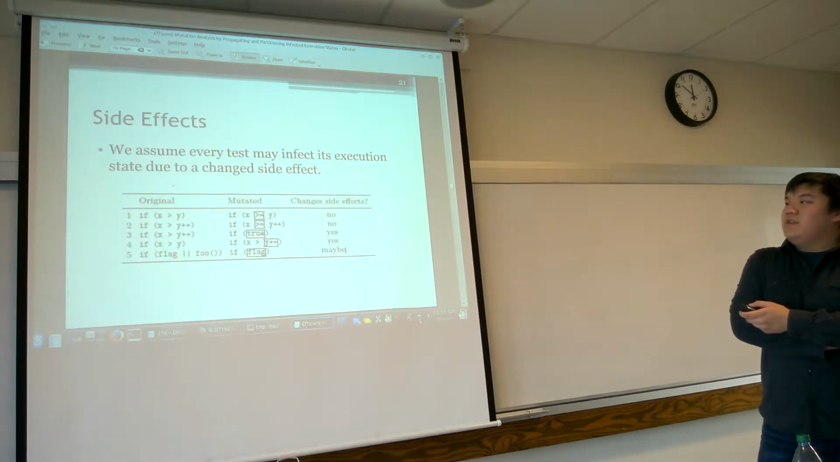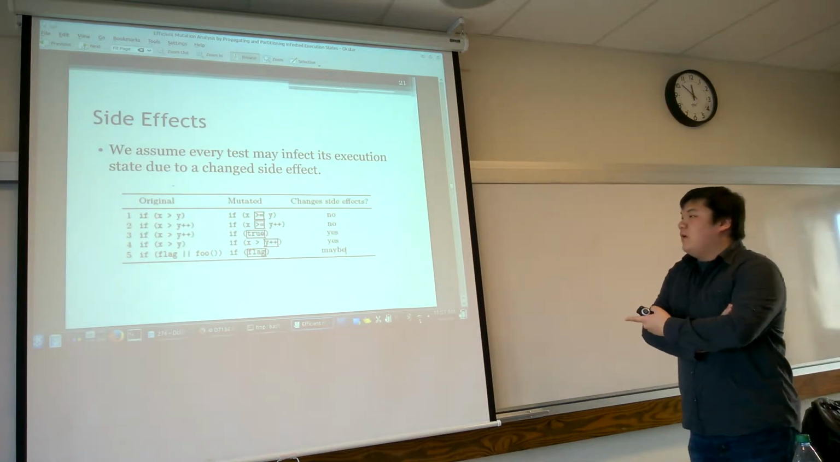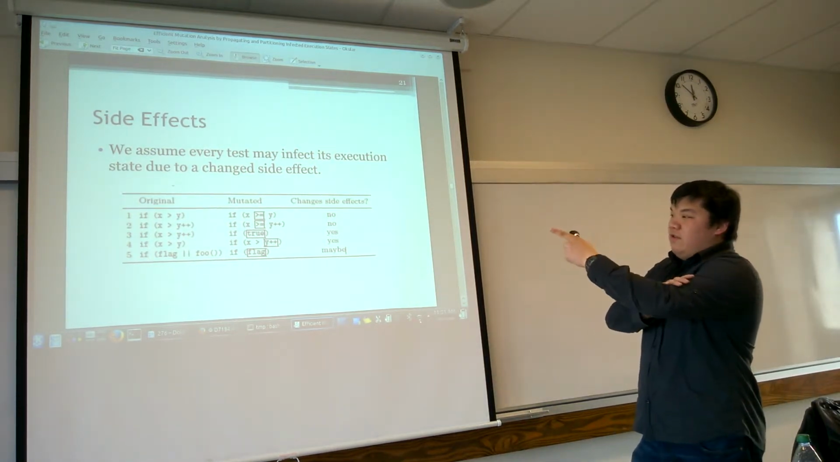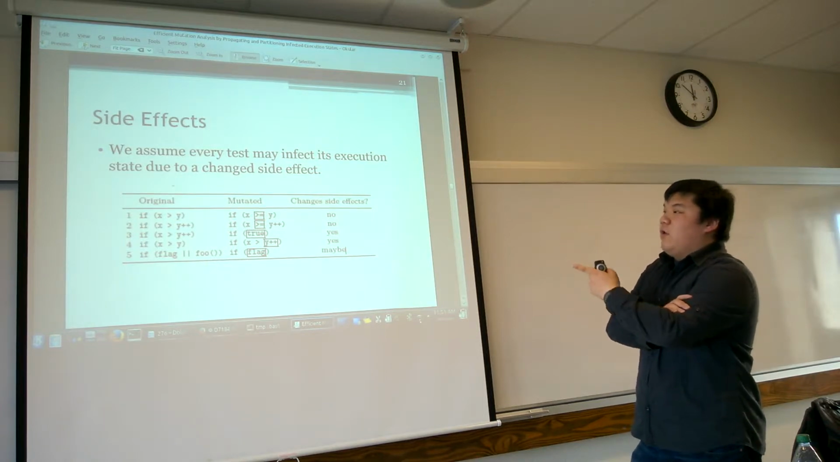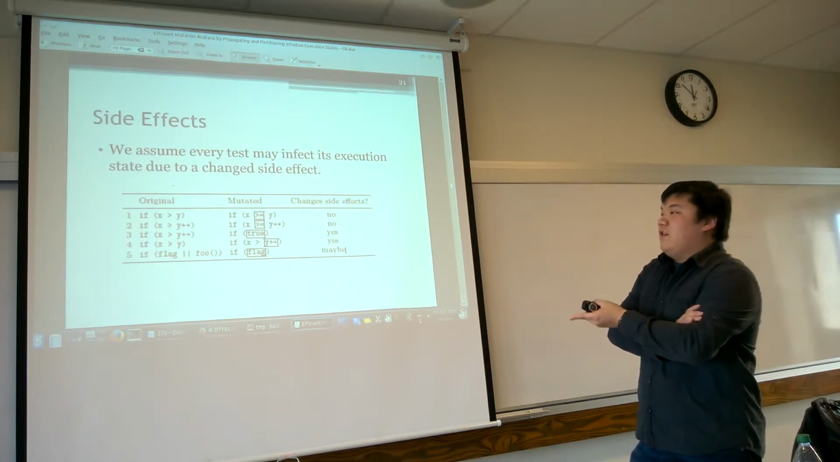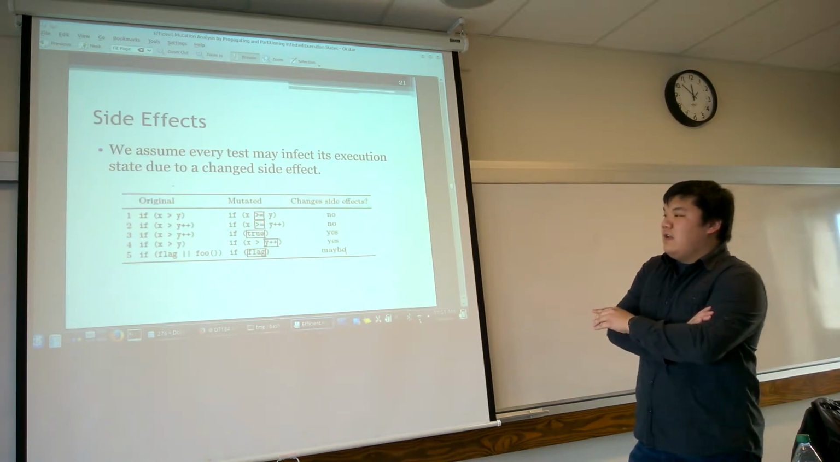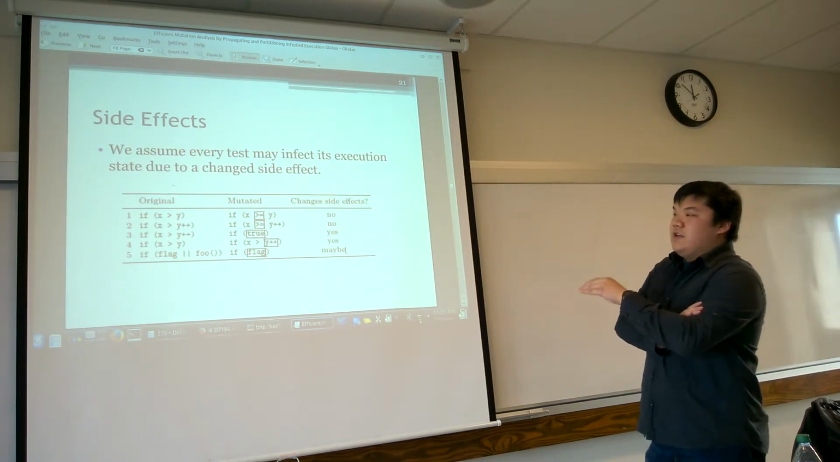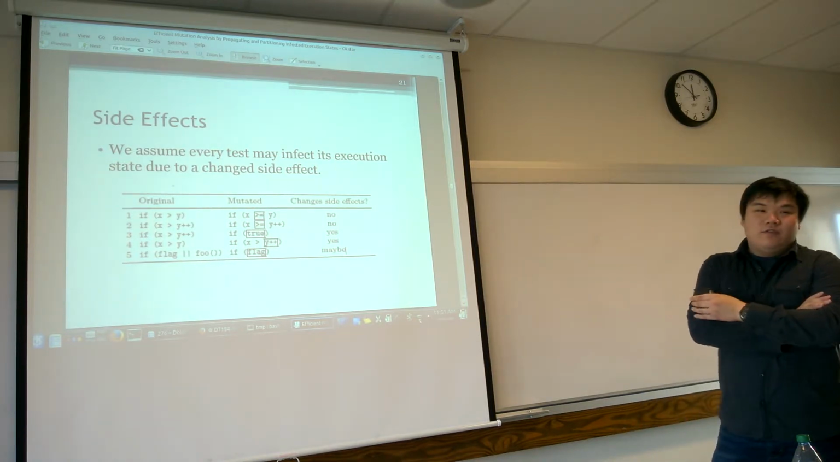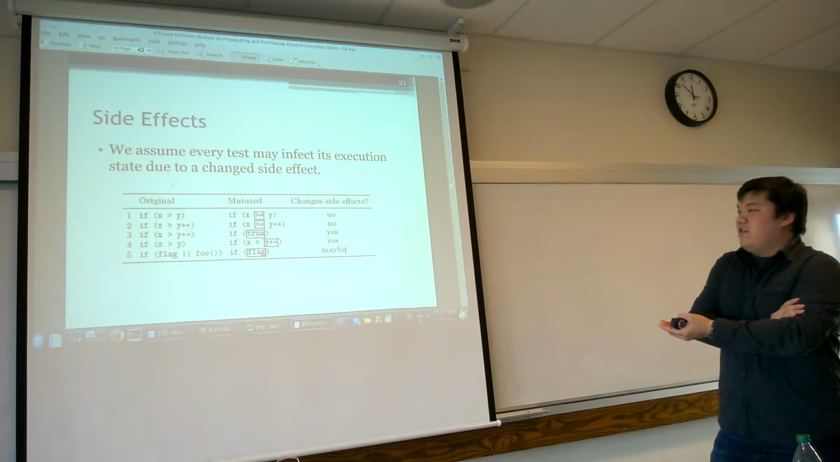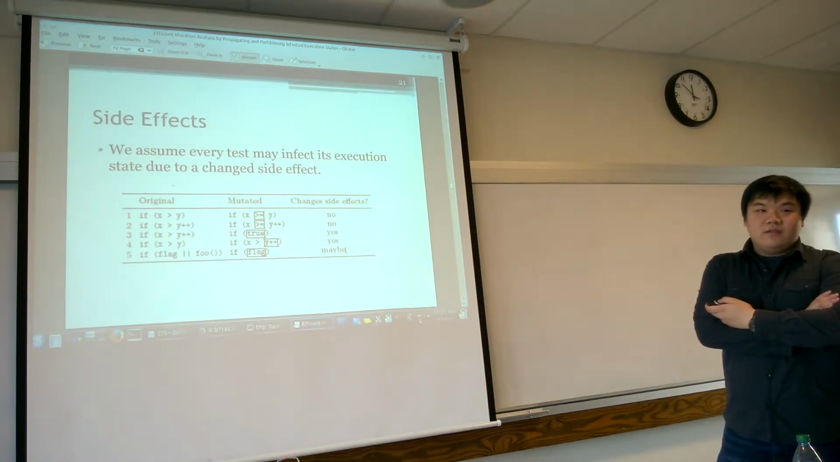So next up is a small aside on side effects. We just assume that every test may infect its execution state when there's a change side effect. So one of the examples I listed here was basically the original, if x greater than y, becomes mutated to if x greater than or equal to y, it doesn't change the side effect. And same with number 2, but number 3 does, because it replaces the whole expression with true instead, if true, instead of a comparative. So why is that guaranteed to have a side effect? What exactly is the side effect?